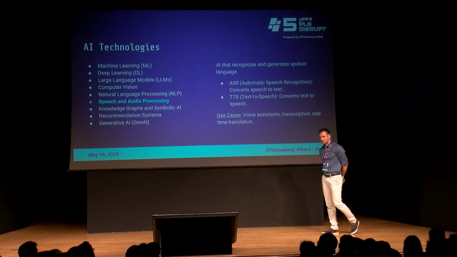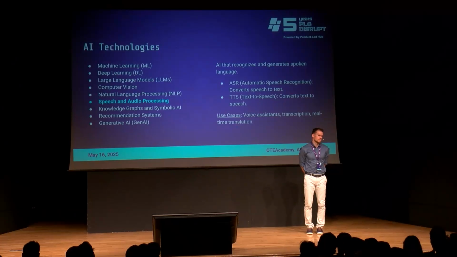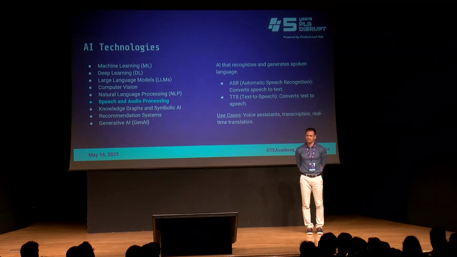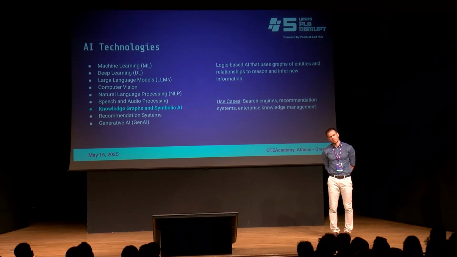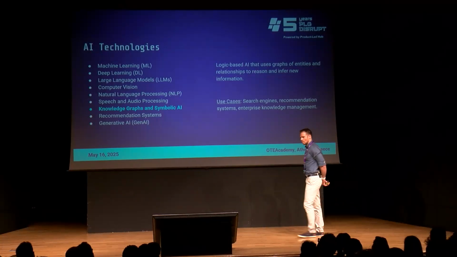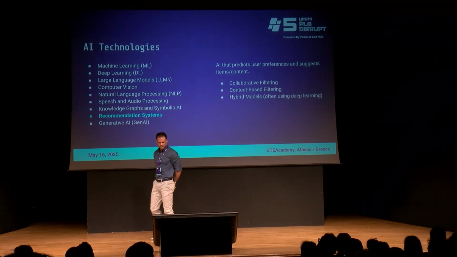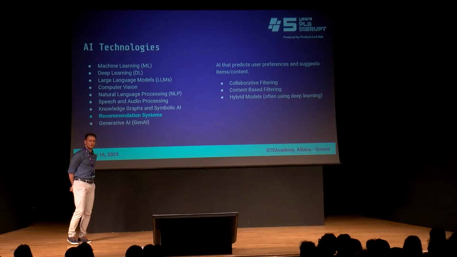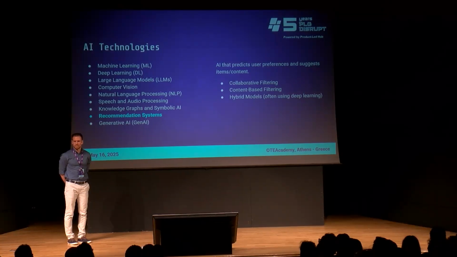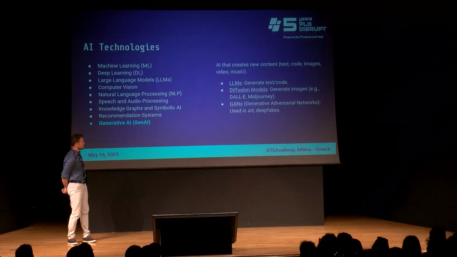We have speech and audio recognition and audio processing, how you can convert speech to text, because right now all the agents can hear what you're saying. We have knowledge graphs and symbolic AI that you actually saw earlier with the previous talks. And we finish with the recommendation systems. Okay, I'm moving a bit faster here because I want to focus more on the next slides. And generative AI. Okay, these are the technologies.